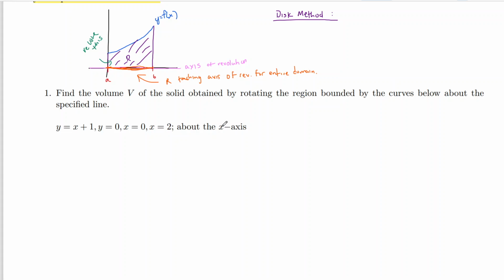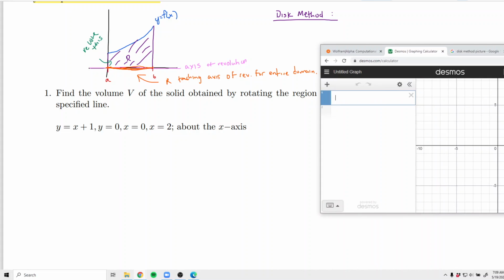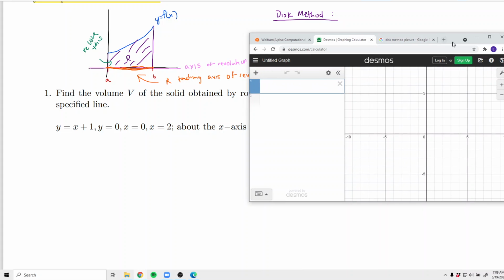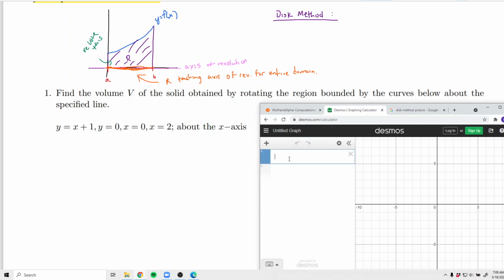But we don't really want to spend time graphing because sometimes these problems are going to give you equations that you might know the generic shape, but you can't graph at least at a reasonable speed. So let's go ahead and just visualize what this looks like. We want to find the volume of the solid obtained by rotating the region bounded by all this stuff around the x-axis. Let's go ahead and type in the equations.